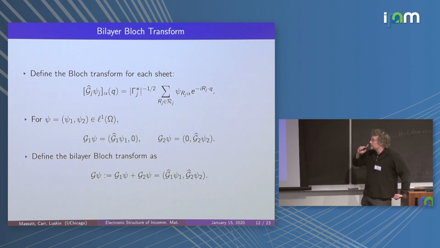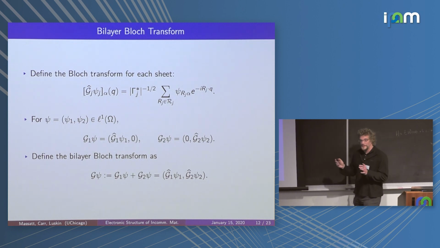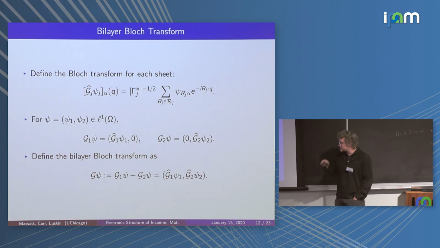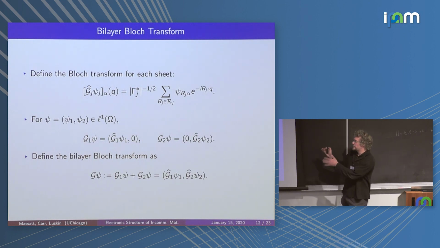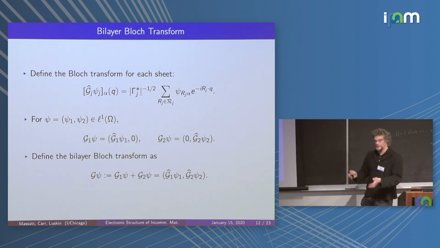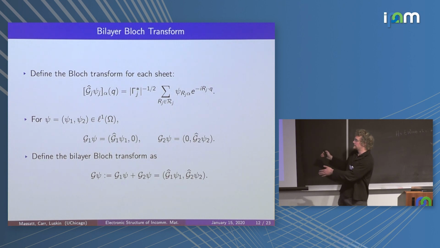OK, so now I'm going to talk about the Bloch transform. So now that we're on a bilayer case, how do we transform to momentum space? We don't have the simple version in the monolayer where we just apply one Bloch operator and we're done. So the answer is we're going to take the Bloch operator sheet 1 plus the Bloch operator sheet 2, and that's going to be my total. I'm just going to apply the Bloch transform of sheet 1 to the component of the vector that lives on sheet 1, and the Bloch transform of sheet 2 onto the real space vector that exists on sheet 2.